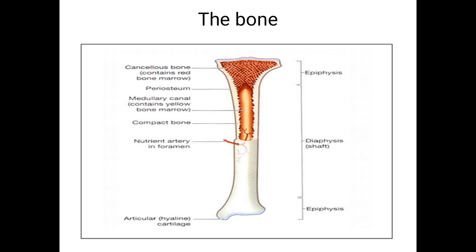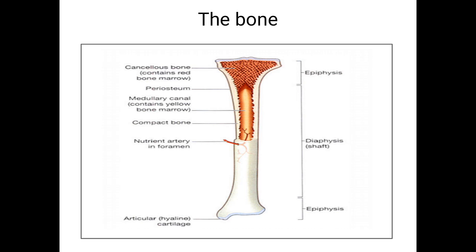So this is another diagram that we have, the diagram of a bone. Specifically, this is a diagram of a short bone. Parts of the short bone: we have the cancellous bone, which mostly contains the red bone marrow. We have the periosteum, which is the outer part of the bone. We have the medullary canal, which contains yellow bone marrow.